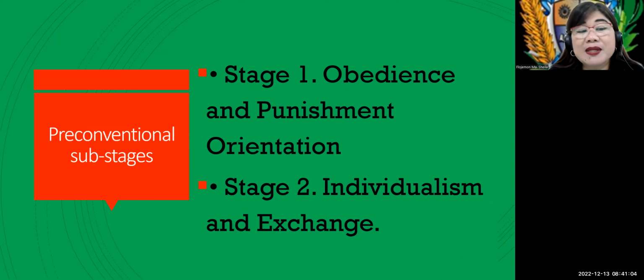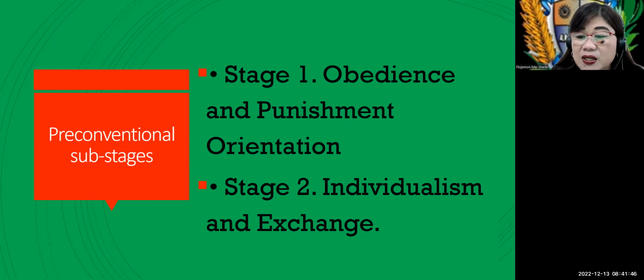So what are the substages? As I have told you, in every level, there are 2 stages. So what is stage 1 of the preconventional level? One is obedience and punishment orientation. What is this all about in stage 1? What is obedience and punishment orientation about? So the child or individual is good in order to avoid being punished. Then if a person is punished, then they must have done wrong. That is the first stage.